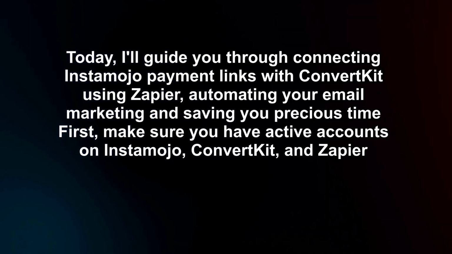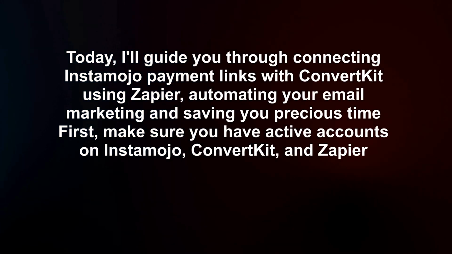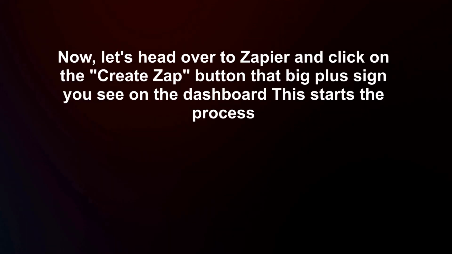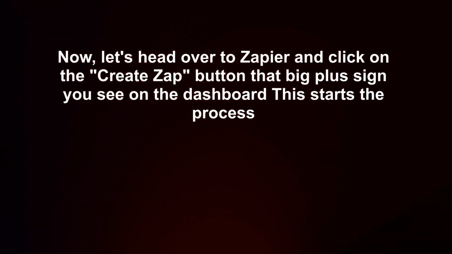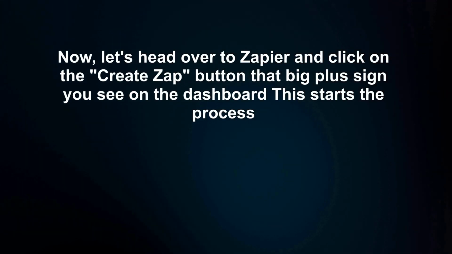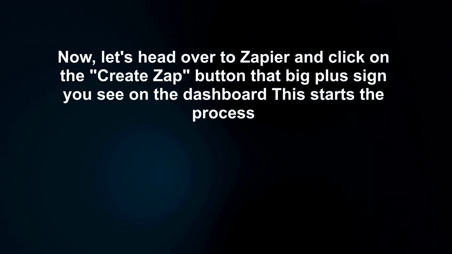First, make sure you have active accounts on Instamojo, Convertkit, and Zapier. Now, let's head over to Zapier and click on the Create Zap button, that big plus sign you see on the dashboard. This starts the process.